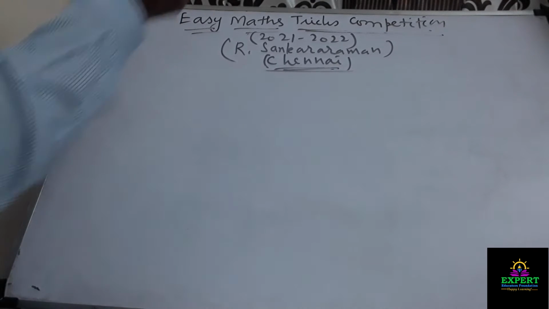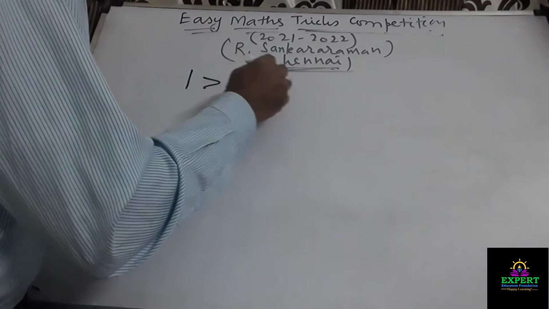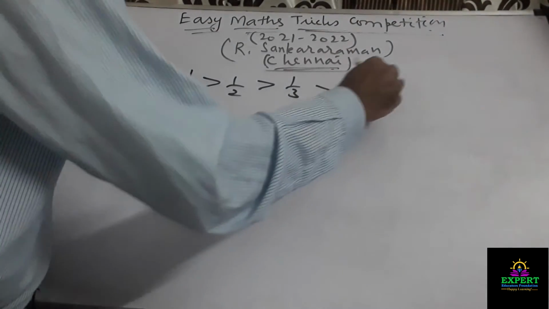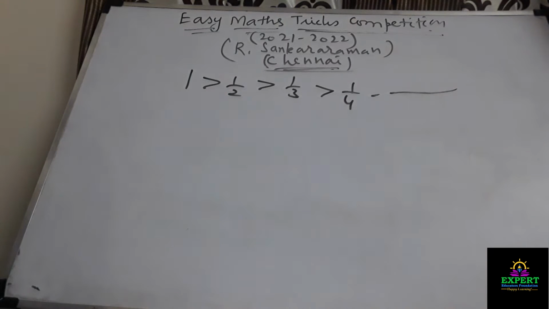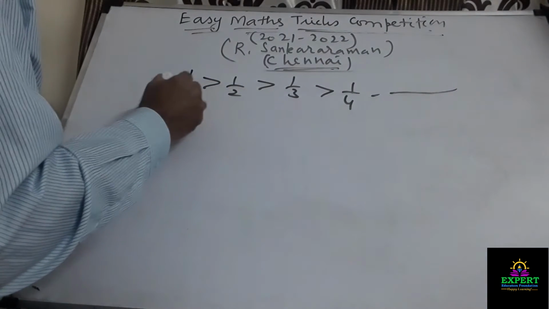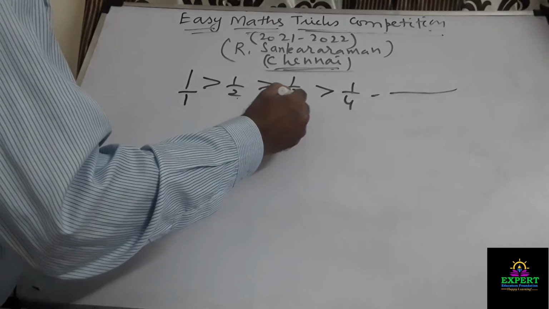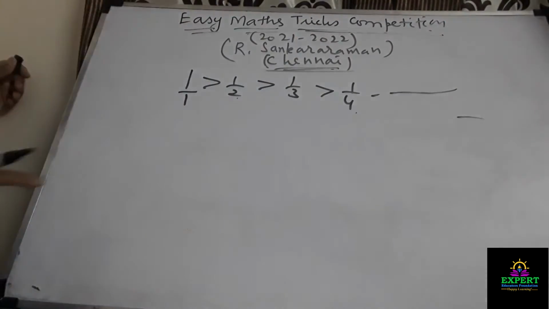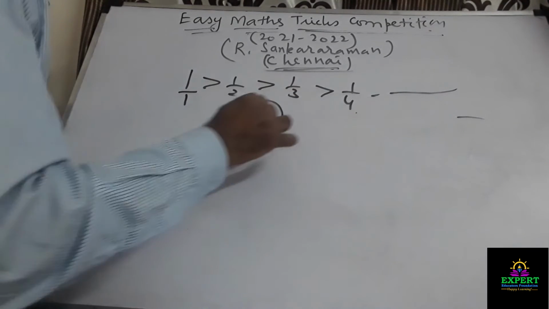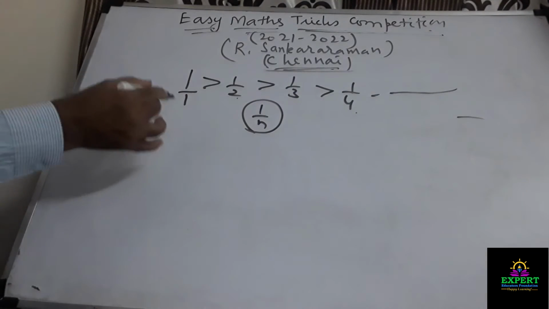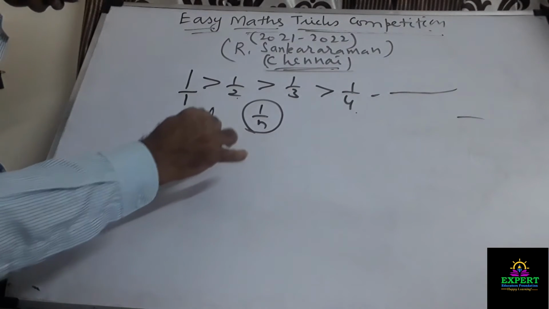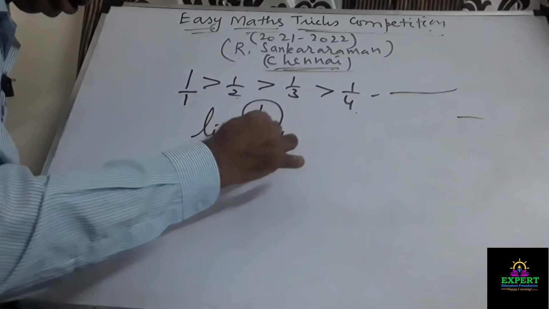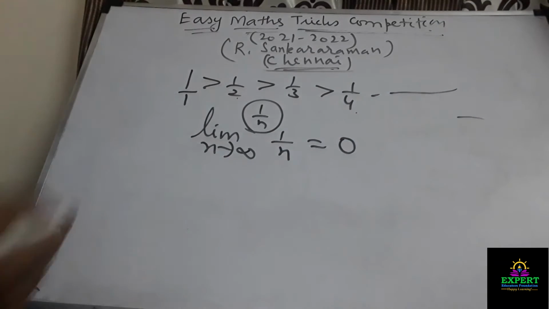Just listen carefully. 1 is greater than 1 by 2, is greater than 1 by 3, is greater than 1 by 4, etc. Everybody knows this simple concept. What I intend to say here is, if I keep on increasing the denominator, 1, 2, 3, 4 and so on, the whole fraction 1 by n keeps on decreasing. Therefore, this is mathematically written as limit n tends to infinity of 1 by n is equal to 0.